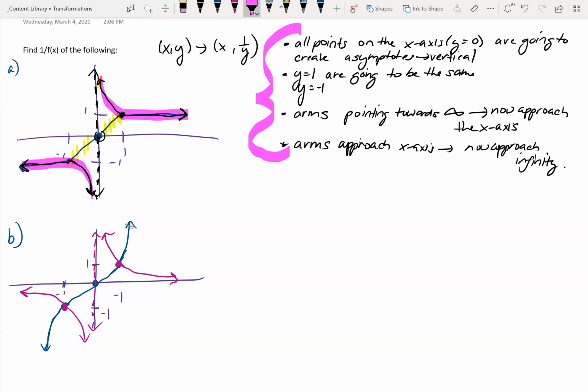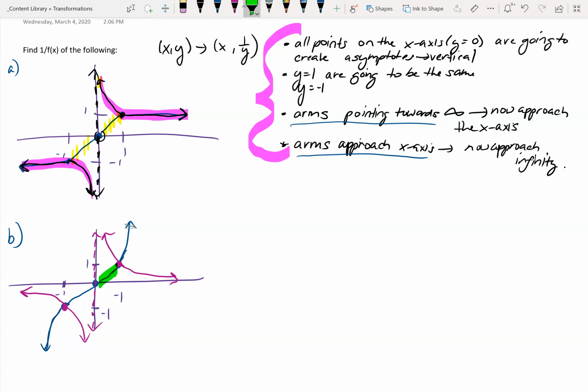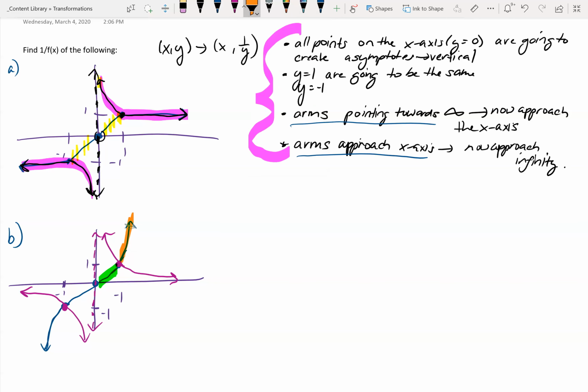So you could find 1 over f of x. These rules will always apply. This part is the most confusing though. These arms pointing towards infinity now approach the x-axis, the x-axis arms are now approaching infinity. All you do is swap the direction of the arms. That's all you're doing really. So this part here, instead of approaching 0, I'm just going to approach infinity. And in here, this was approaching infinity. Now I'm going to make sure it's approaching 0, the x-axis.